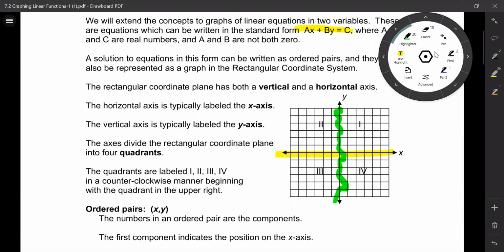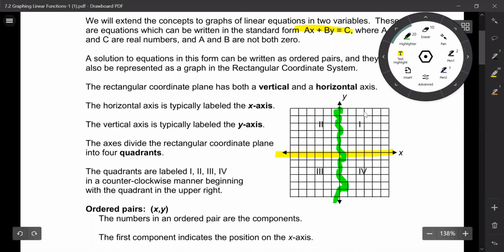And that divides your plane into 4 quadrants: 1, 2, 3, and 4. We use Roman numerals to mark those. So there's quadrant 1 right there where the x and the y are both positive. And then you go around counterclockwise to quadrant 2, quadrant 3, quadrant 4.